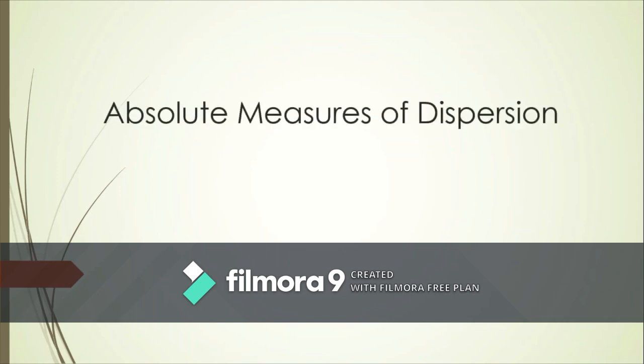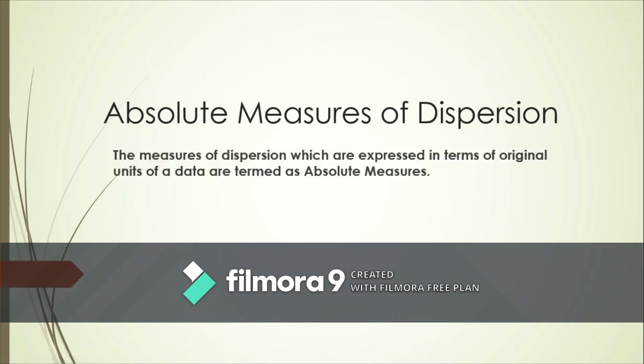So, absolute measures of dispersion is under measures of dispersion. Types po siya ng measures of dispersion. So, it is the measure of dispersion which are expressed in terms of original units of a data are termed as absolute measures. There are four major types of absolute measures of dispersion, which is range, quartile deviation, mean deviation, and variance and standard deviation.